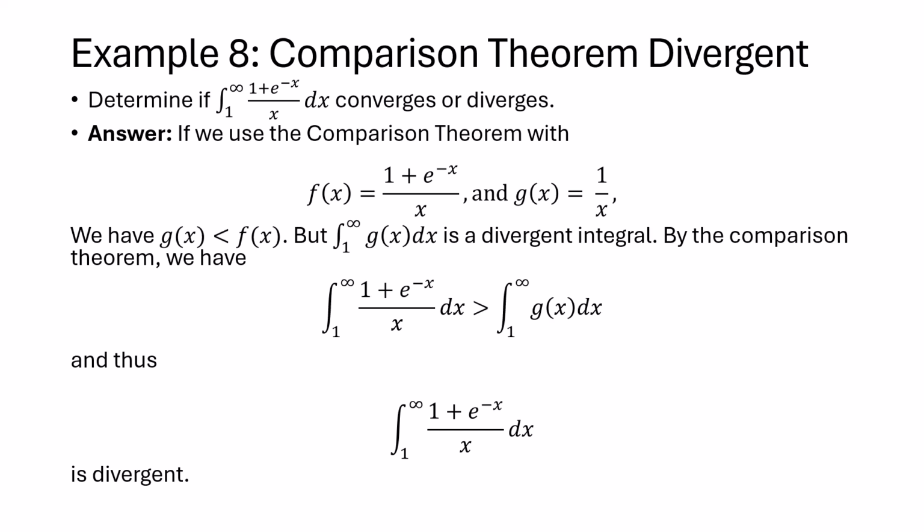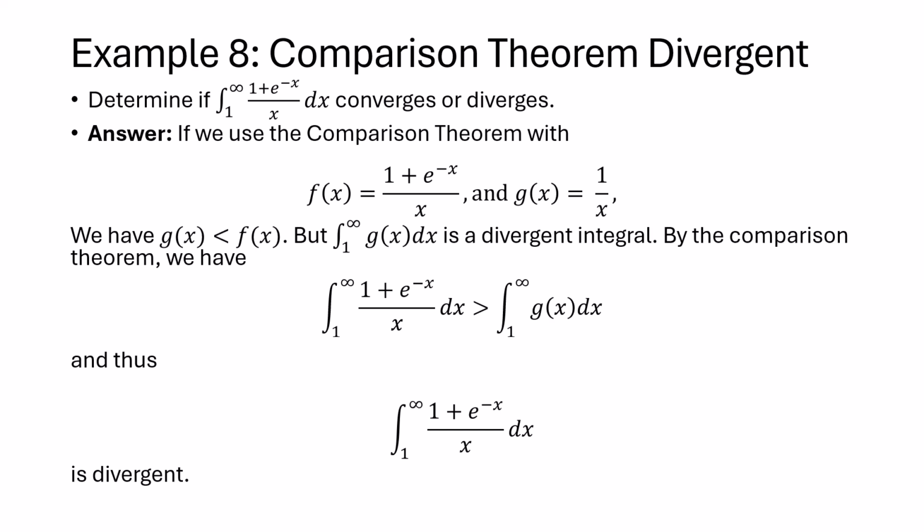In this example, we're going to determine if the integral from 1 to infinity of (1 plus e to the negative x) divided by x dx is convergent or divergent. If we use the comparison theorem with f of x equal to (1 plus e to the negative x) over x and g of x equal to 1 over x, we do have g of x less than f of x. But the integral from 1 to infinity of g of x dx is a divergent integral.